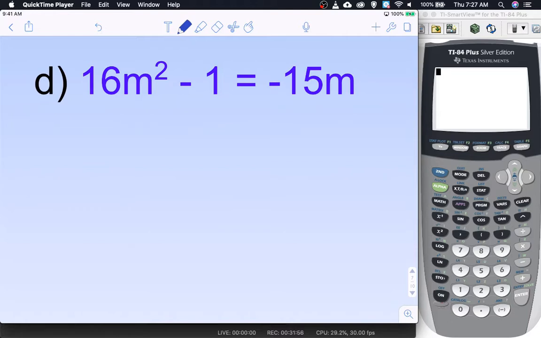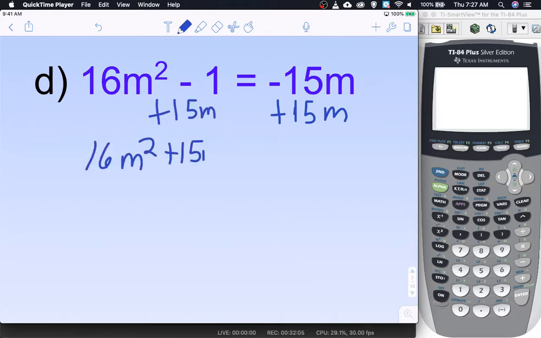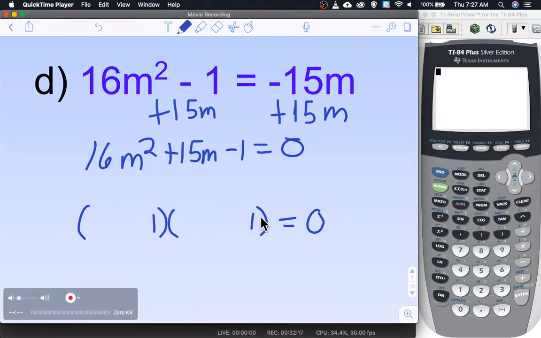Okay. You probably start by adding 15m to both sides. Pretty much have to. 16m squared plus 15m minus 1 equals 0. So you set everything equal to 0. You started to factor. Good news is those two, the lasts, have to be 1. There's no other possible way or combination. I don't even need to switch them. They have to be 1.